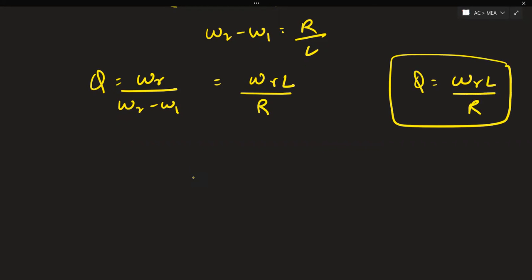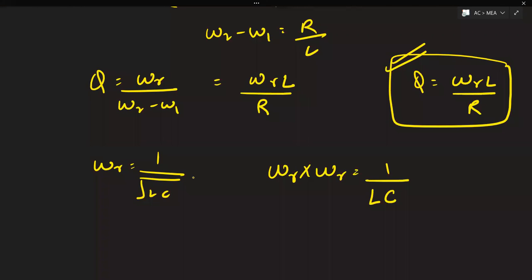Along with it, this is also one of the formulas that is derived using this. But we will take one step further. Omega at resonance is what? 1 by under root LC. Square both the terms. Omega R squared becomes 1 by LC. Agreed? Squaring both the terms will give me the square of this only, and it will vanish this root. Just interchange: omega R in the denominator and L in the numerator. You can still write it as omega R into L is equal to 1 by omega R into C. No doubt, you can still write it.